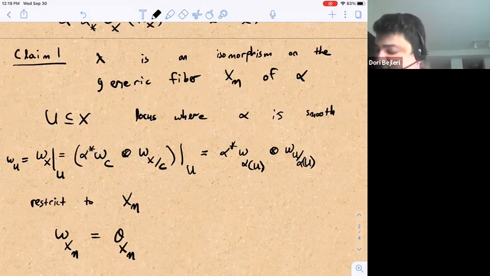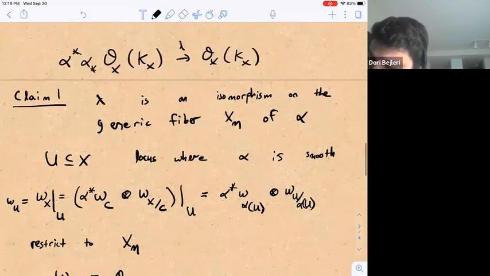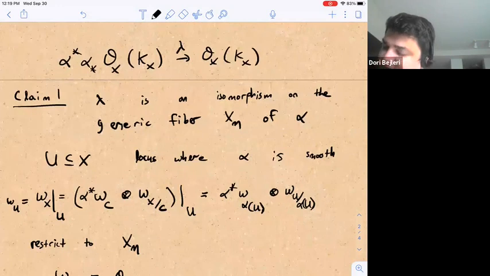Okay, so maybe that was a little stupid way to explain it. I could have explained it simpler, but that's the point. So this lambda has to be an isomorphism on this generic point. And so whatever the difference between these two bundles is, it has to be contained inside of fibers.